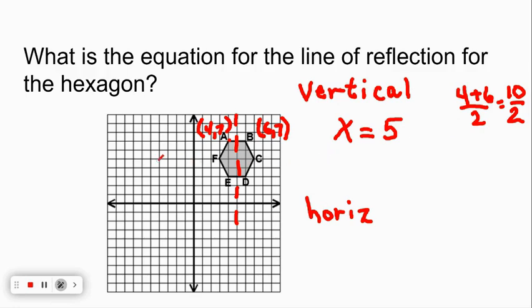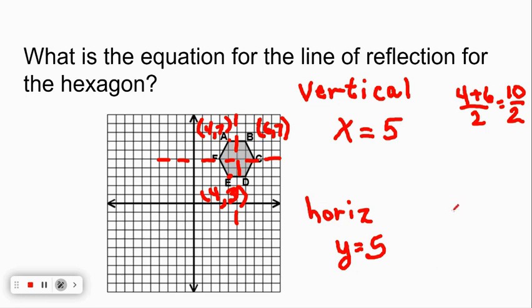Okay, now let's look at the horizontal one, right? So horizontal is going to run this way. We know horizontal lines have an equation of y equals a number, okay? And I want you to see that my horizontal line of reflection is halfway between point A and point E. So I'm going to use the same idea. Point E is at 4, 3. So halfway between 3 and 7 would be y equals 5.